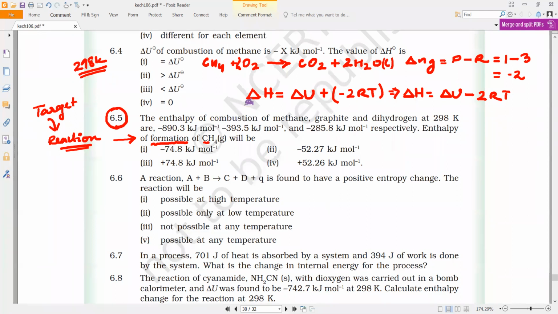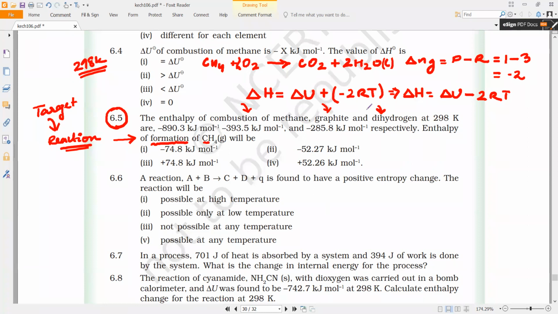Now, similarly, you have combustion of methane. This will correspond to a reaction. Combustion of graphite. Graphite is only carbon. This will correspond to a reaction. Dihydrogen will correspond to a reaction. Then you will have a series of reactions with their thermochemical property given. What is the thermochemical property given here? The enthalpy of combustion is given.